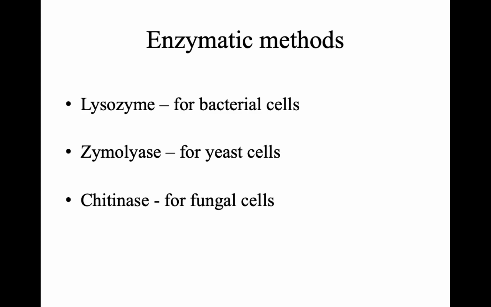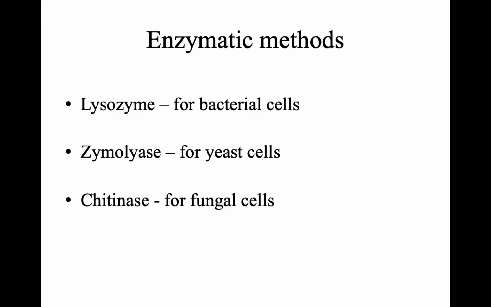Most of the cells, for example bacterial cells, yeast cells, or fungal cells, have a cell wall along with the cell membrane. To remove this cell wall, we may need to use some enzymes. For example, for the bacterial cells, there are gram-positive bacteria and gram-negative bacteria, and both of these can be lysed with the help of the enzyme called lysozyme.